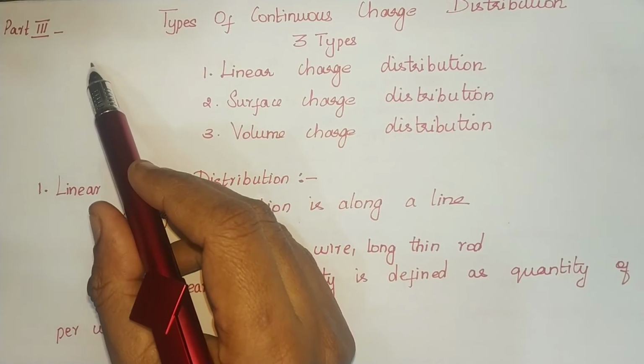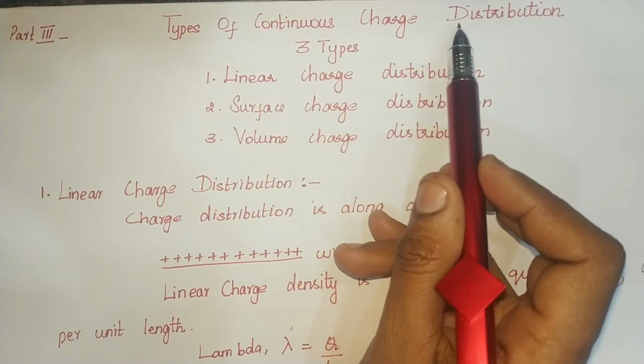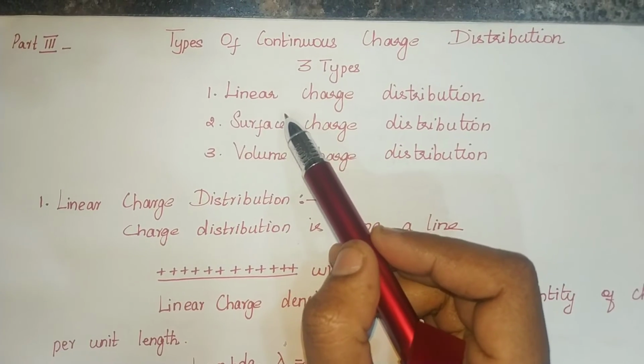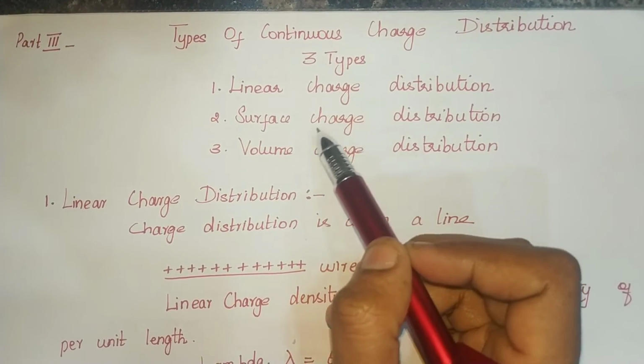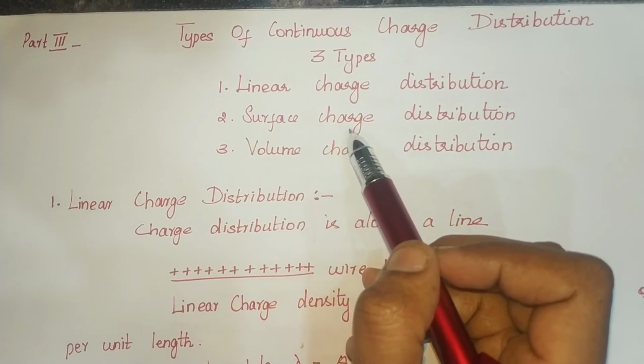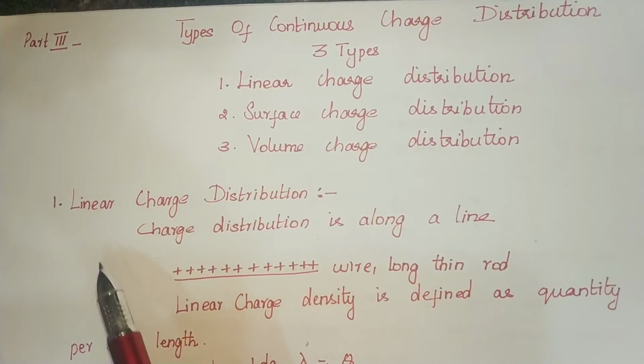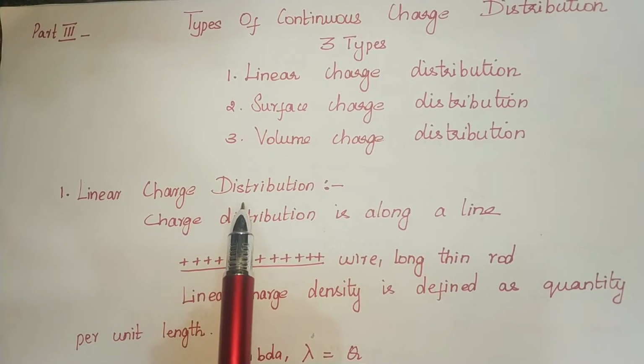Now the third part of the session is types of continuous charge distribution. There are three types of continuous charge distribution. First one is linear charge distribution, second surface charge distribution, and third volume charge distribution. First, let's see about linear charge distribution.